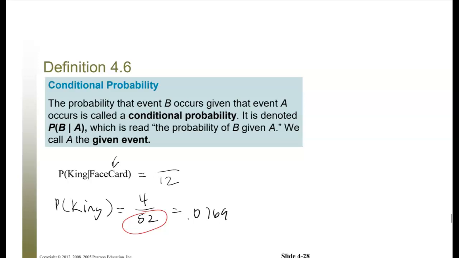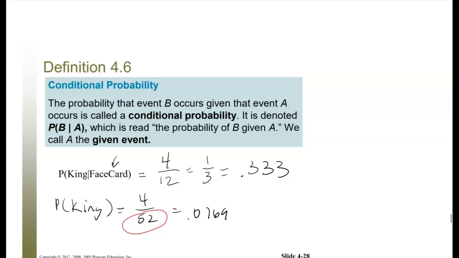Well, of course, there's 4. We still have 4 kings, but we're no longer 4 out of 52. Now we're only 4 out of 12, which of course is 1/3, and that's a much higher probability than just selecting a king.